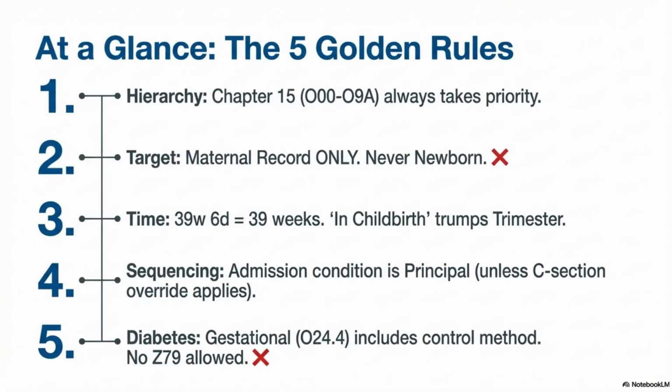To close out this session, here are the 5 golden rules of obstetric coding, the principles that keep your sequencing accurate and your documentation defensible. Chapter 15 takes priority when the pregnancy affects the encounter. Maternal record only. Never assign these codes to the newborn. Completed weeks only, and remember, in childbirth overrides trimester. The admission condition is principal, unless the C-section override applies. Gestational diabetes includes the control method, no Z79 codes allowed. These 5 rules will guide you through the majority of obstetric coding scenarios.